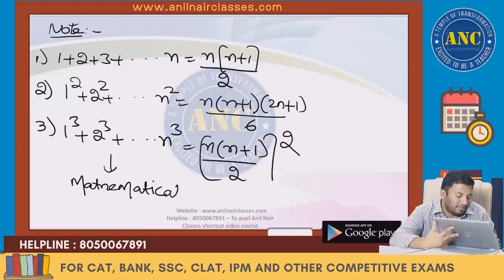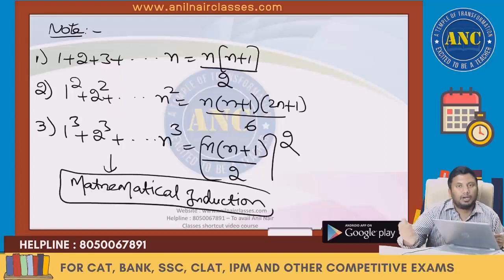Put some random values and check whether the left hand side is equivalent to the right hand side, it will work. That is proof by example, or take n equivalent to 1, it will be right. Prove it for n equivalent to k, and take it for k plus 1 and prove it for k plus 1. Mathematical induction.